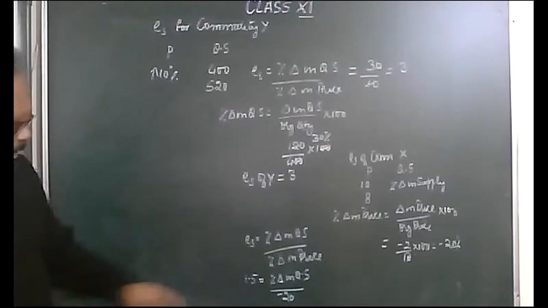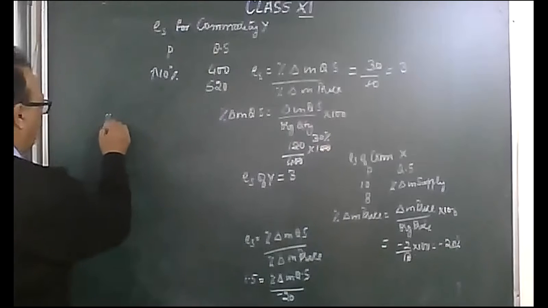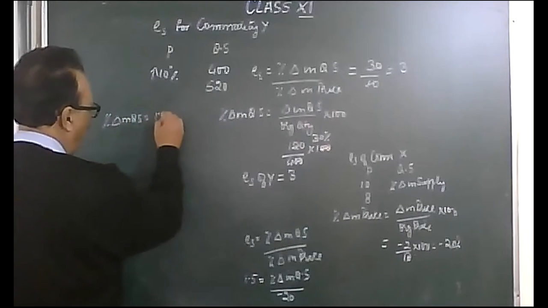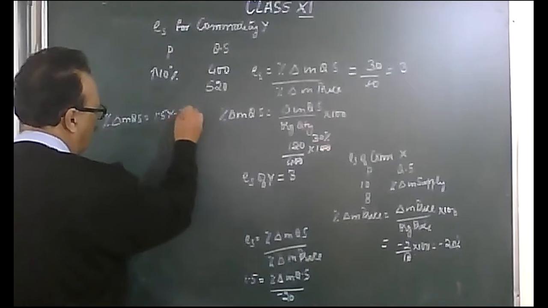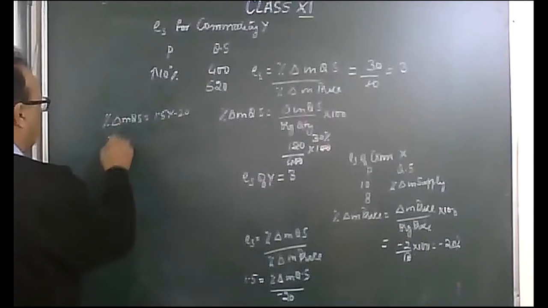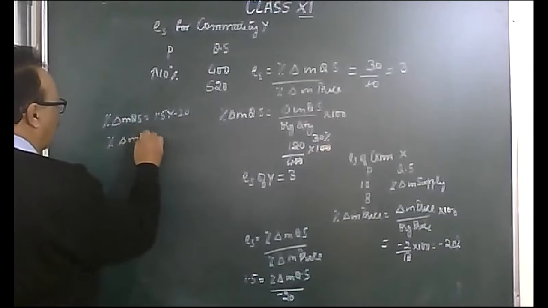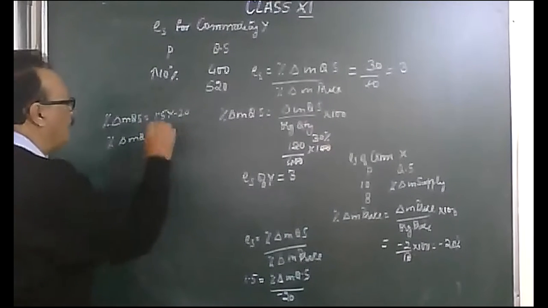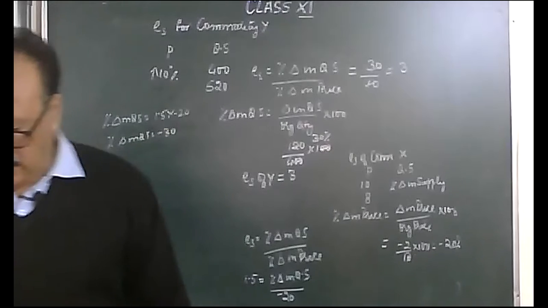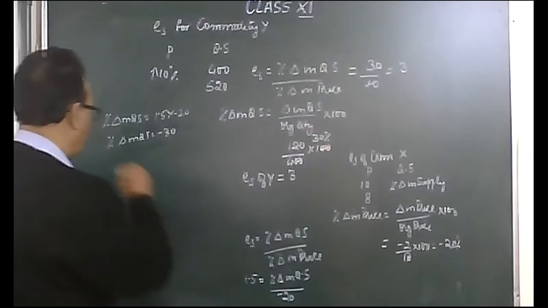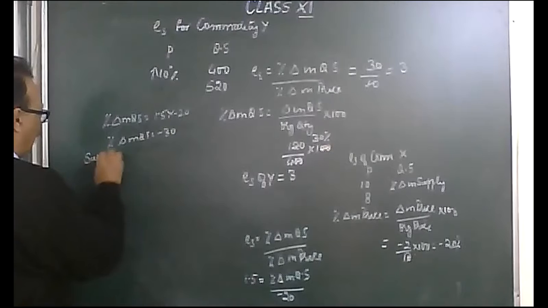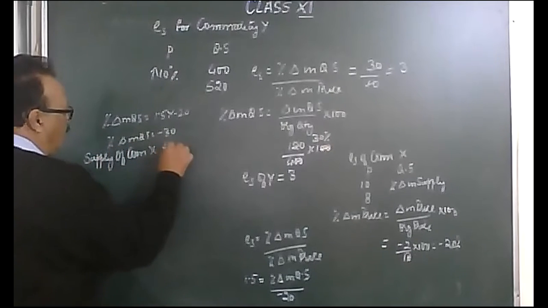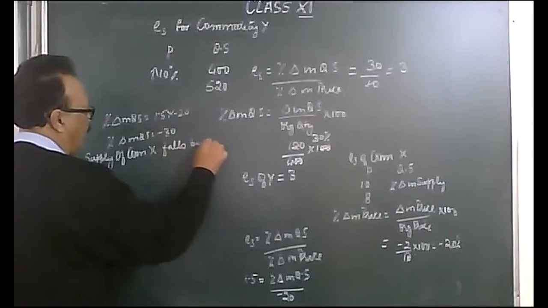Then I say percentage change in quantity supplied is equal to 1.5 into minus 20. Percentage change in quantity supplied is equal to minus 30%. That is, supply of commodity X falls by 30%.